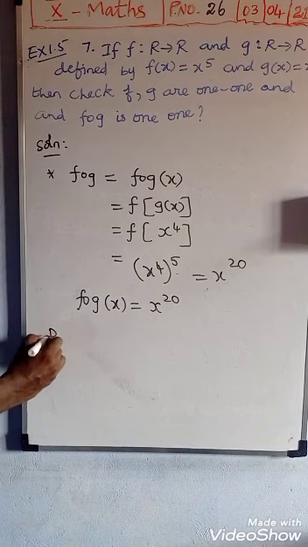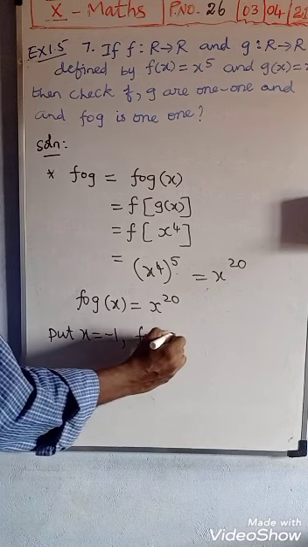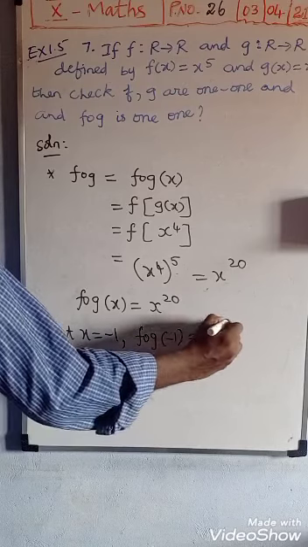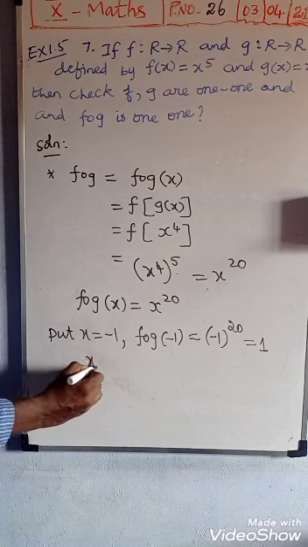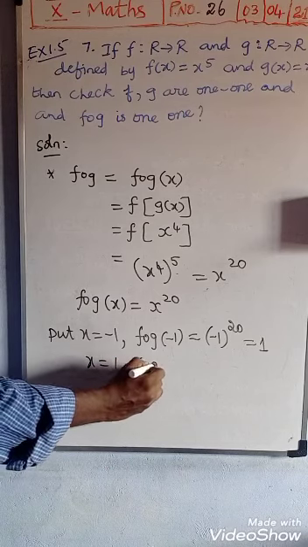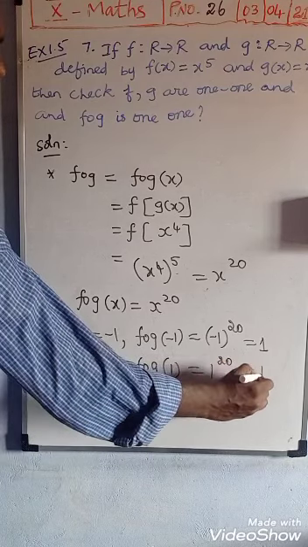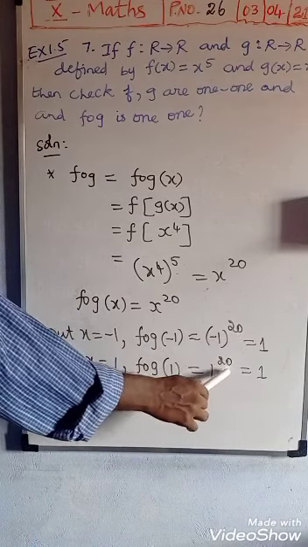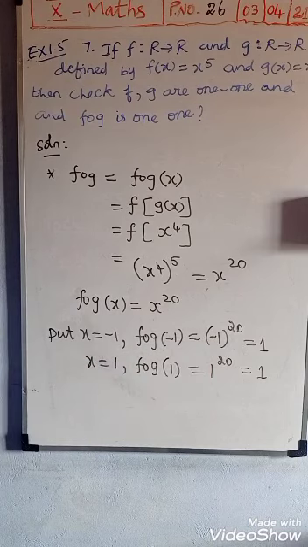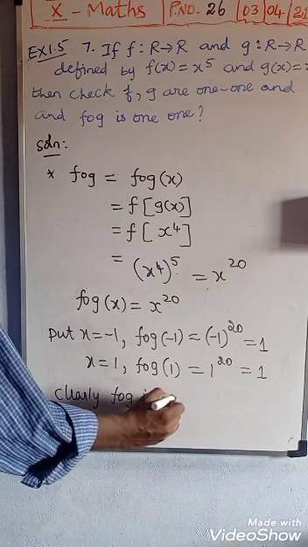Now you substitute x is equal to minus 1. F composition G of minus 1 is equal to (minus 1) power 20. You will get it as a positive 1. Okay. Next, you put x is equal to 1, means F composition G of plus 1. So 1 power 20 you will receive as plus 1. Okay, because the power is an even number. Power is an even number means the negative goes away and you will get a positive value. Therefore, from that we understand clearly F composition G is not one-one.